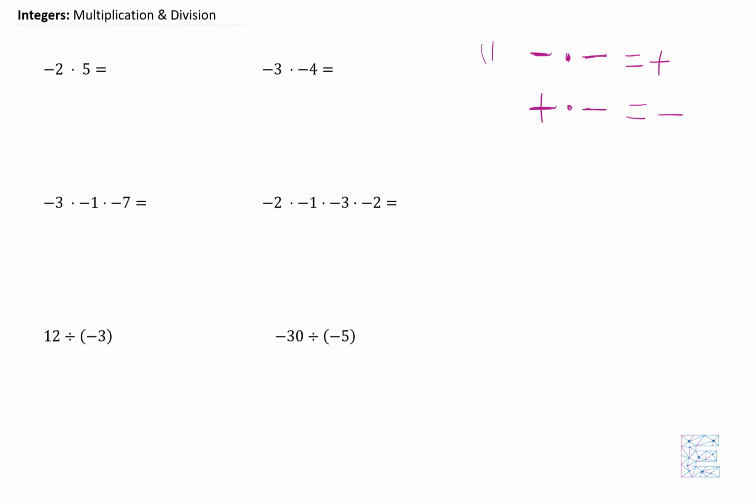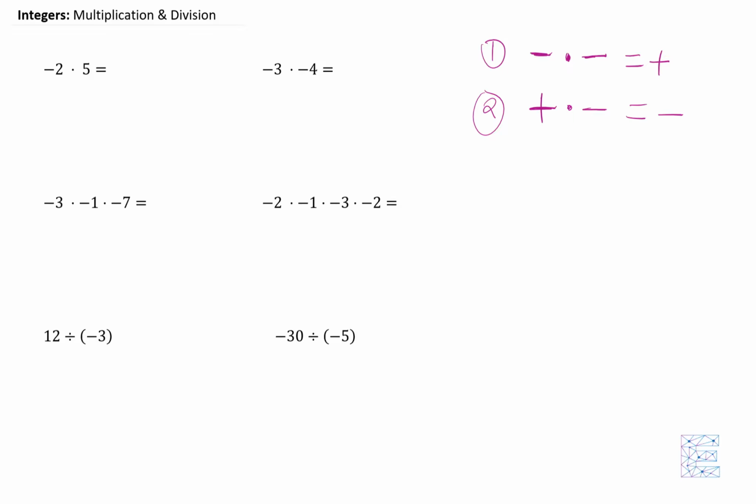Well, the first one is that a negative times a negative will always give you a positive answer. The second rule is a positive times a negative will always give you a negative answer. And remember, I can swap out the multiplication with a division, and that would not make any difference. The rules are exactly the same for division.